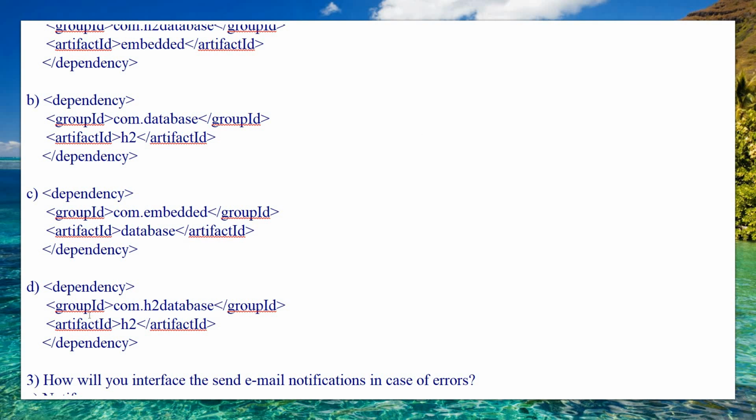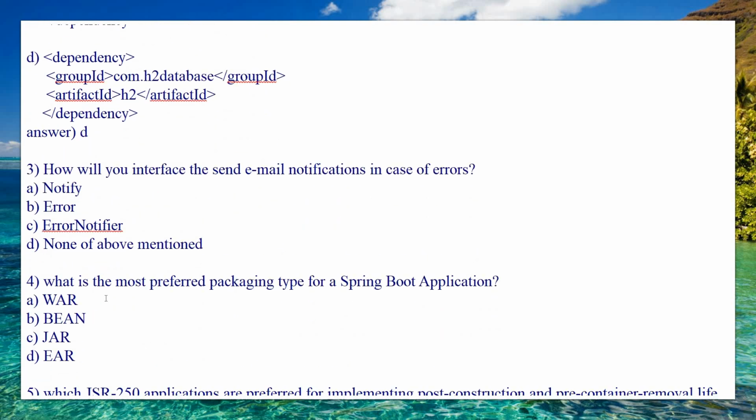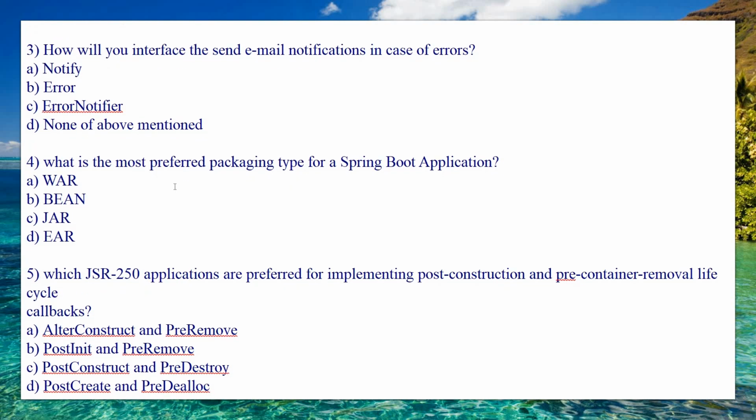So you can say option D, that is the group ID com.h2database followed by the database h2. Here it is com.h2database and it should be embedded in a Spring Boot project, so you use h2. So you can say the correct syntax and the correct answer for the second question is option D. That is, you include within the dependency com.h2database and then you embed h2, then end it.